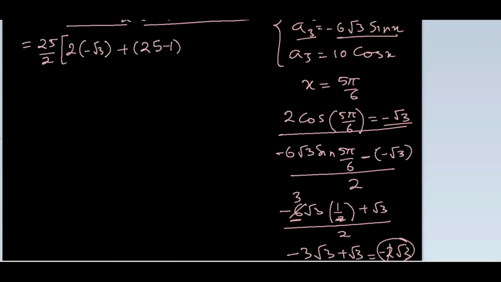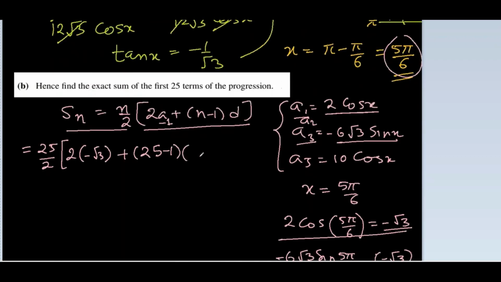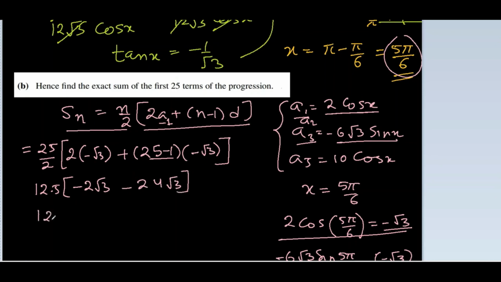So let's find the sum now. We know a is minus square root 3 again. So it is 12.5 times, minus 2 square root 3, and this is 24 times minus square root 3, that's minus 24 square root 3. It becomes 12.5 times minus 26 square root 3. And if we multiply 26 and 12.5, we get 325 square root 3, negative.